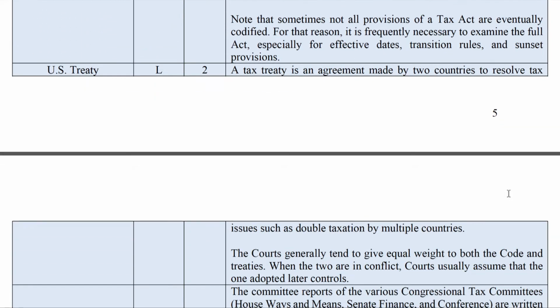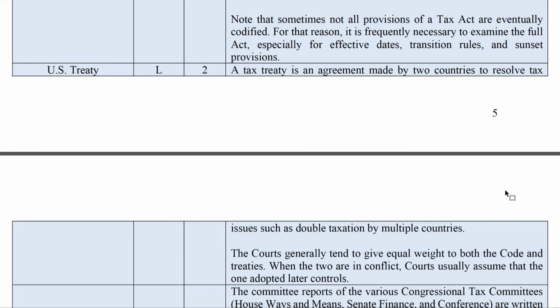Okay, next, a U.S. treaty, so a treaty with another country. And notice I said treaty, not a treatise. A treaty is a primary source material. A treatise is a secondary source, used to give you an exhaustive description of an area of tax law. A treaty is between the U.S. and another country, an agreement made between two countries to resolve tax issues such as double taxation. This is a legislative element because it's by Congress, and it's a number 2 because it's very high.